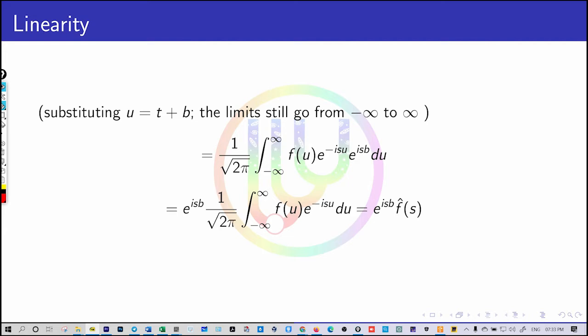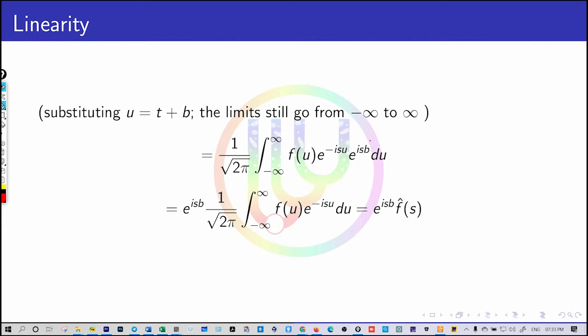Actually, this should have been written on the line just before this. Anyway, 1 by root 2 pi into the integral from minus infinity to infinity of f of u e raised to minus i s u, split into e raised to i s b, du, is what I wrote. u minus b is what I wrote like this.